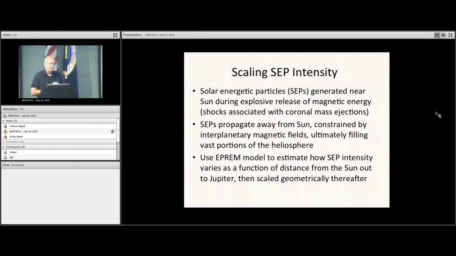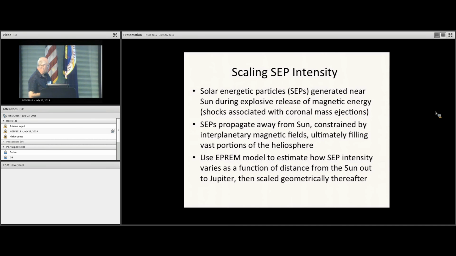The solar proton intensity is a bit different. And so these solar particles are generated near the sun during explosive releases of magnetic energy, and these are associated with shocks with coronal mass ejections. These solar protons moving near the speed of light propagate away from the sun. They're constrained by the magnetic fields they're tied to, but they ultimately fill vast parts of the solar system.